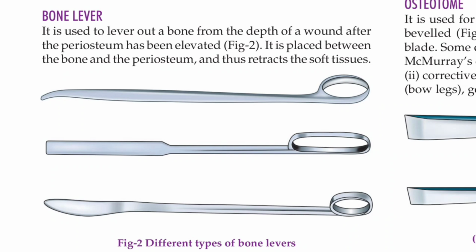Once you elevate the periosteum with the periosteum elevator, you will use the bone lever. Okay, so bone lever is used to lever out the bone from the depth of the wound. Okay, and it separates the periosteum from the underlying bone. So here these 3 are the bone lever.